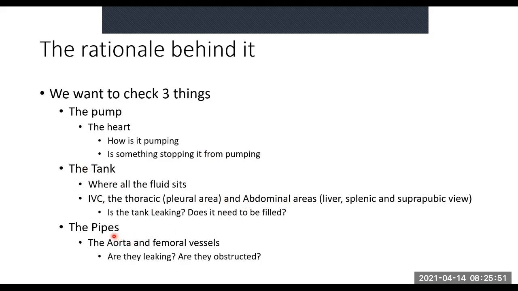And eventually the pipes. So that's the aorta and the femoral vessels. Although we concentrate more on the aorta in terms of dissection and femoral vessels in terms of DVTs. All right, so that's what we're looking at. So are our pipes leaking, or are our pipes obstructed? Because these are all the things that lead to shock. Okay, so let's have a look, and we're going to logic a lot of this out.